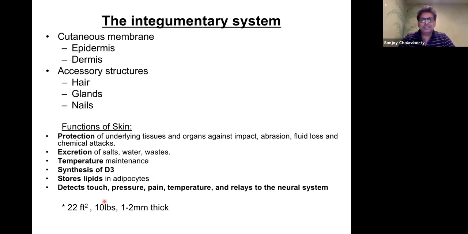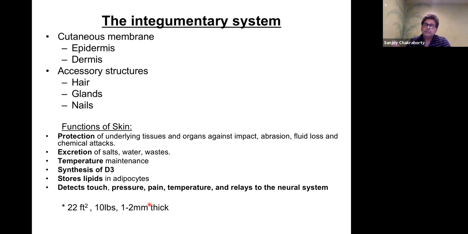It's almost like 10 pounds. And in most places it is 1 to 2 millimeter thick, but in some places it could be 4 or 5 millimeter thick as well. Okay, and in some places it could be less than 1 as well. Okay, it covers the entire body, so almost like 20 to 22 square feet area. So that's one of the largest organs of your body.